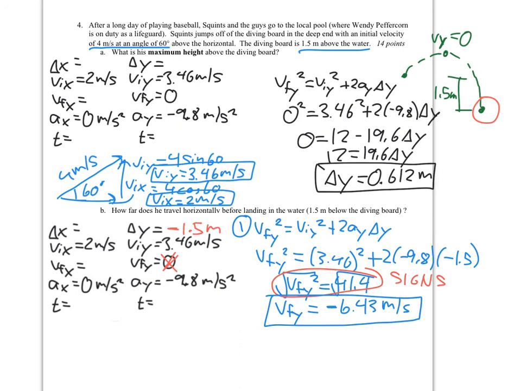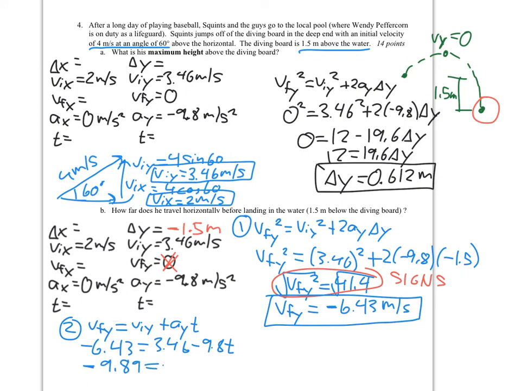From there, I can go ahead and solve for my time. So I can say VFY equals VIY plus AYT, still using the y stuff, of course. So I have negative 6.43 equals 3.46 minus 9.8t. So negative 9.89, when I subtract that 3.46 over, equals negative 9.8t. I divide and I find that my time here is going to be 1.01 seconds.